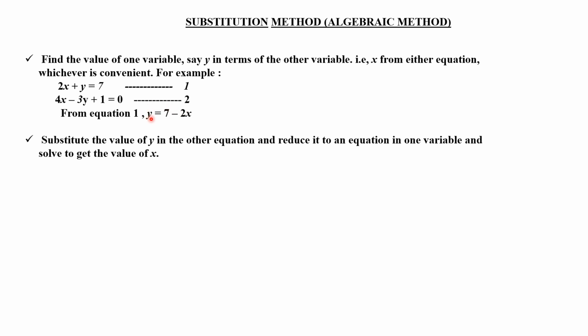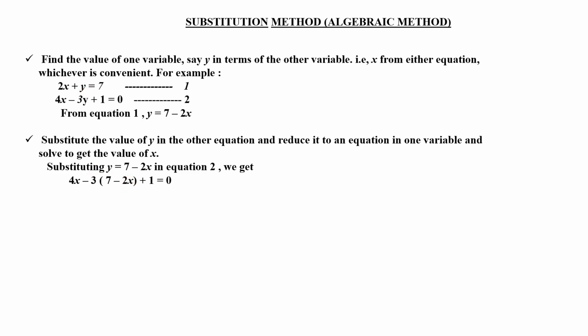Okay, now see, y equal to 7 minus 2x, I have got it from the first equation. Now substitute this value in the second equation and you will see you will get an equation in one variable. And we know that if it is an equation in one variable, we can solve it, right? So when we substitute, we are going to get it like this. In the second equation, 4x minus 3y, y you have to replace with 7 minus 2x. That's what I did here.